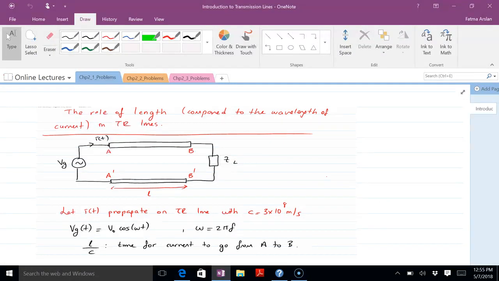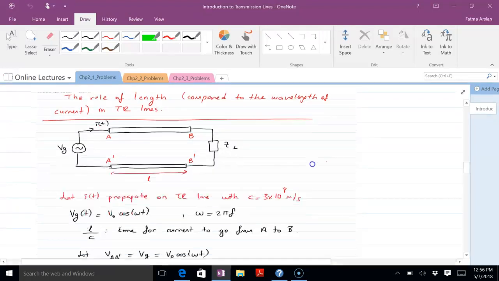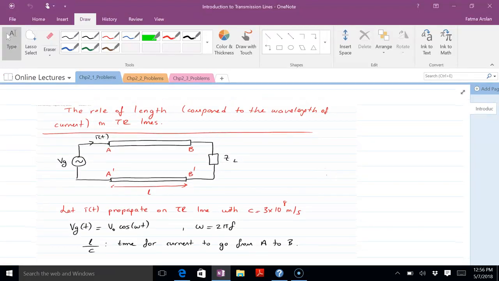Okay. So how can we calculate if a transmission line is affecting our transporting of energy, if we need to count the effects of transmission line? So the basic idea is, if your transmission line is long enough, longer than a certain amount of your wavelength, then you definitely need to count the effect of transmission line. Even if you don't count, they are there. So for your calculations to be precise, you need to count them.